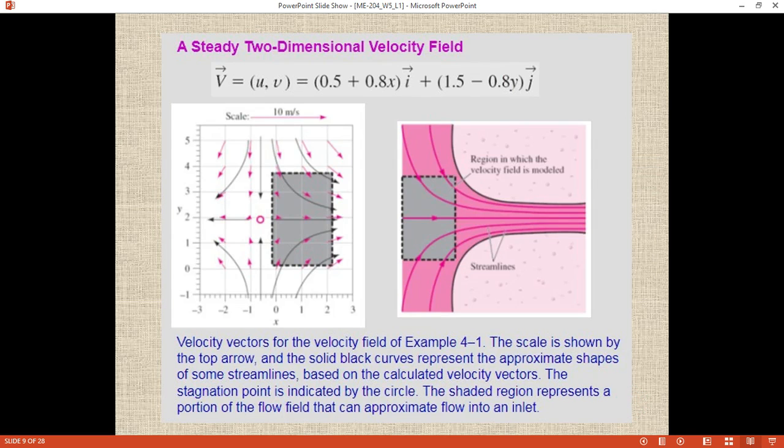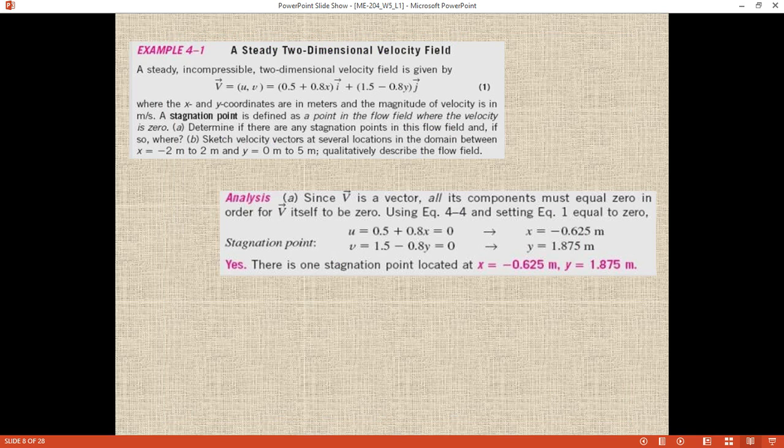So let's solve an example. An incompressible two-dimensional velocity field is given. The w component, the k factor, is ignored. Here the x and y coordinates are in meters and the magnitude of velocity is in meters per second. We will discuss later what is one-dimensional flow, two-dimensional flow and three-dimensional flow. Incompressible flow you already know, where the density is constant.